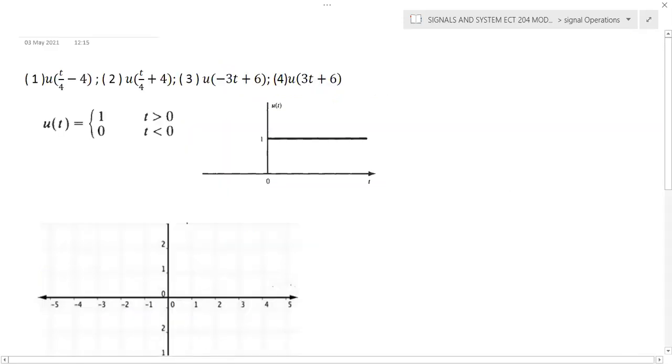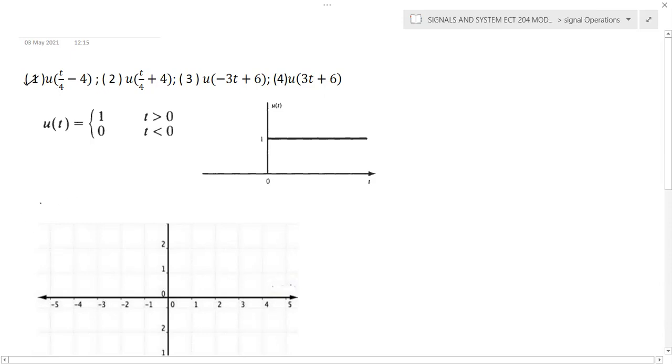First we will start with the first question, which is u of t by 4 minus 4. Okay, so we need to try this particular question.